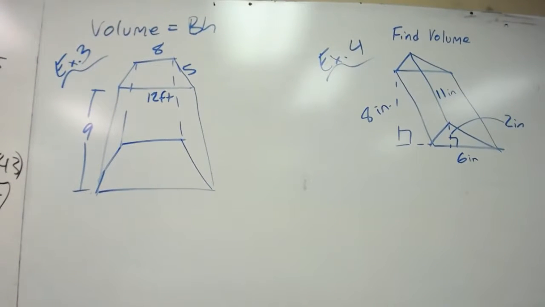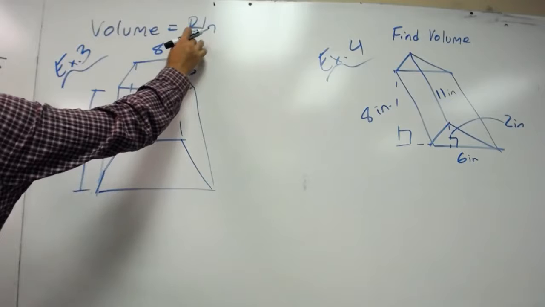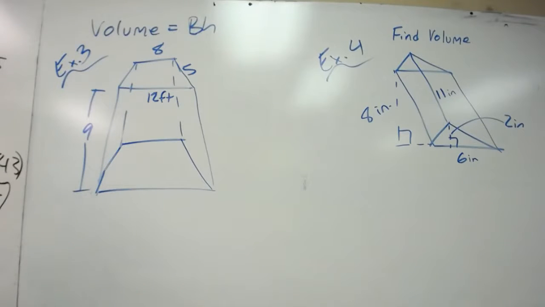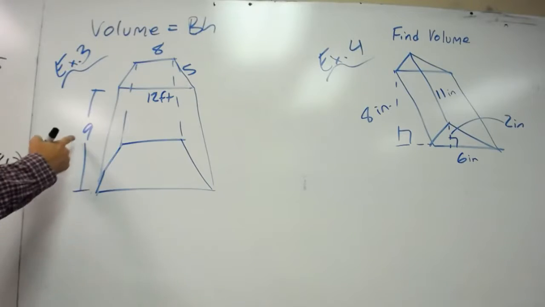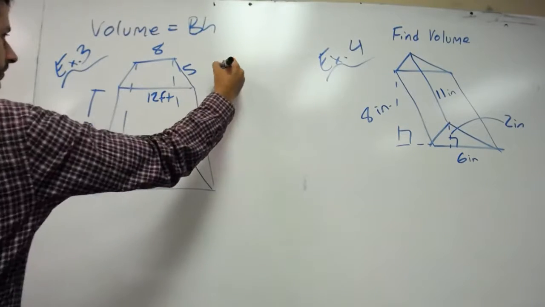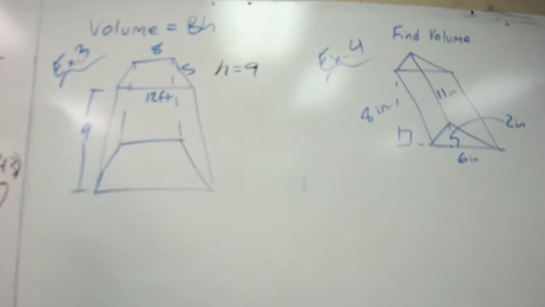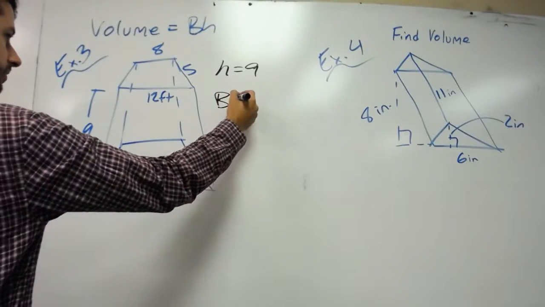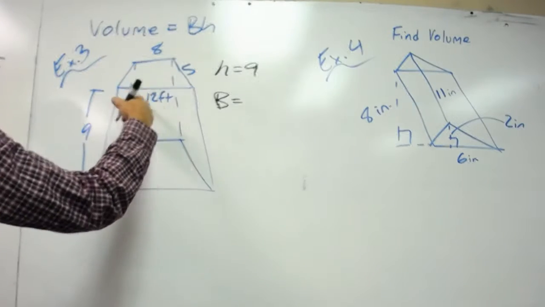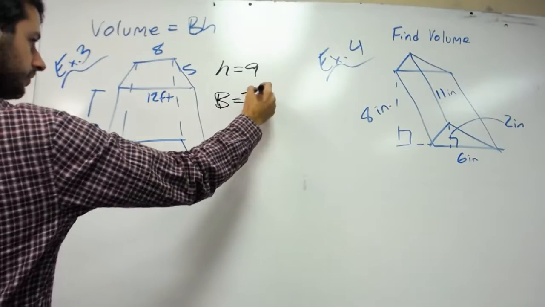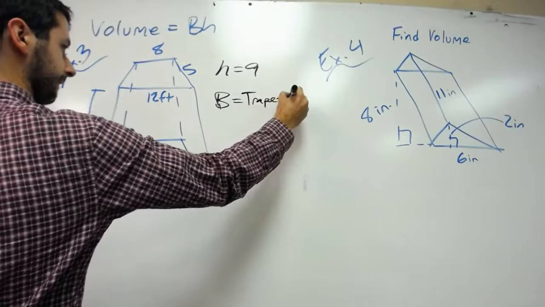The formula for volume is area of the base times the height. Remember, big B, area of the base. So first, we see that our height is 9. That's easy. Now we need to find the area of a base. First of all, what is the shape of the base? Well, the base is actually a trapezoid. Okay?